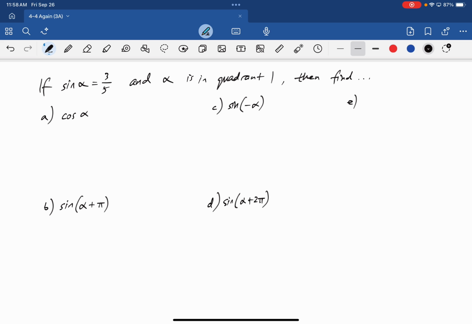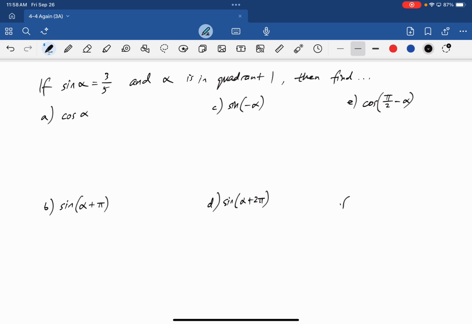What else did I put on there? I'm blanking. What did I put on the test? Weren't there 5 parts? Cosine of pi over 2 minus alpha? Oh, yes, you're right. Cosine pi over 2 minus alpha.